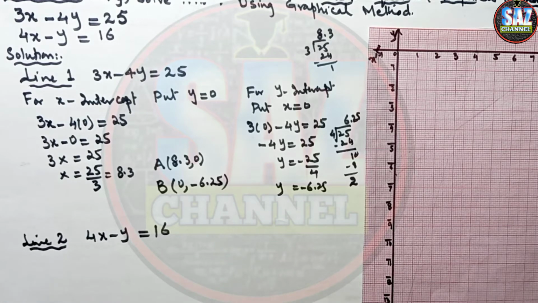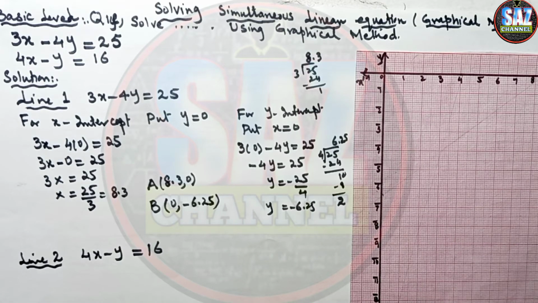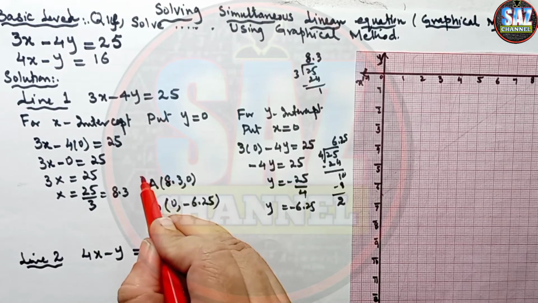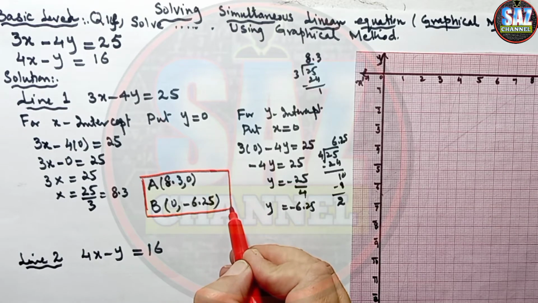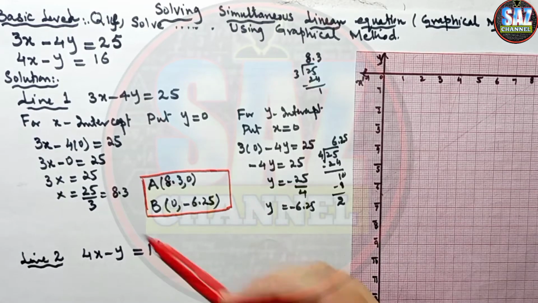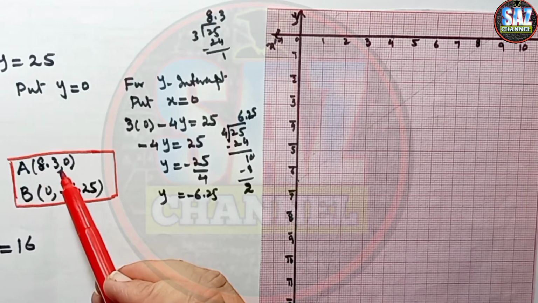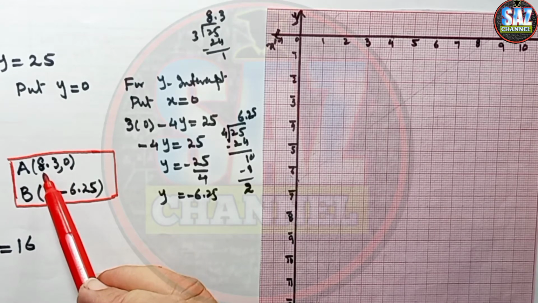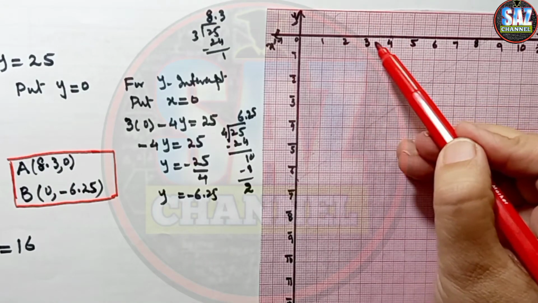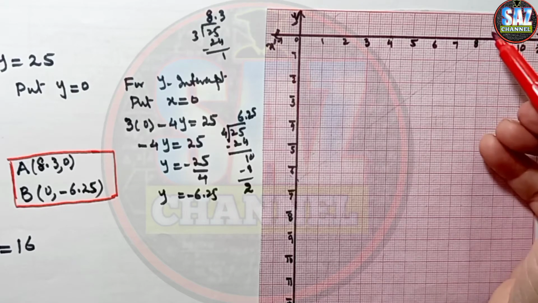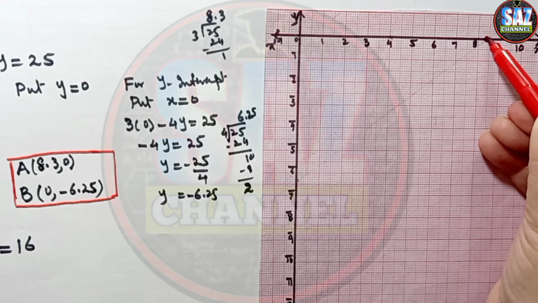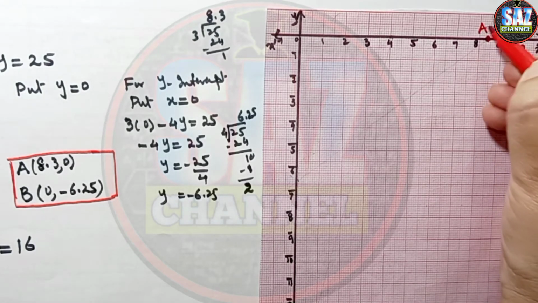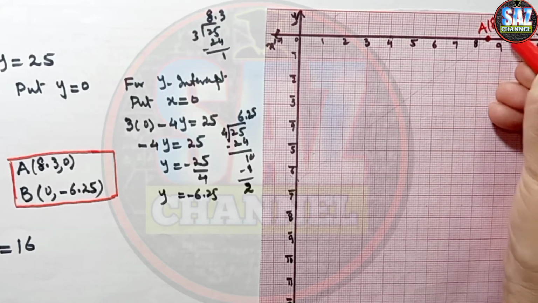First of all, let's quickly mark these 2 points on the graph paper and draw the line that will represent the equation 3x minus 4y equals 25. A is 8.3 and 0. Here the x value is given and y is 0, so this point will be on the x-axis. I have to reach x equals 8 and then 8.3, 3 small blocks carefully: 1, 2 and 3 small blocks. This is point A, 8.3 and 0.